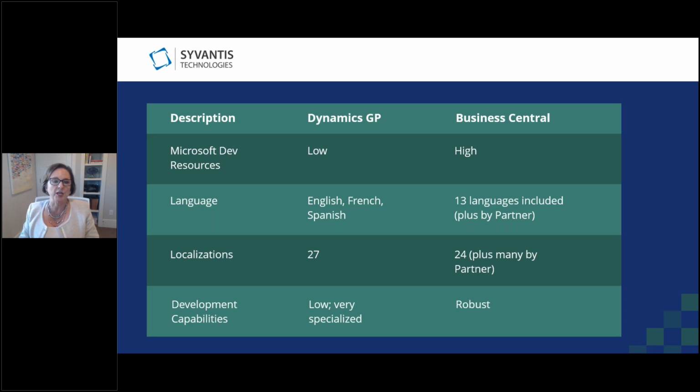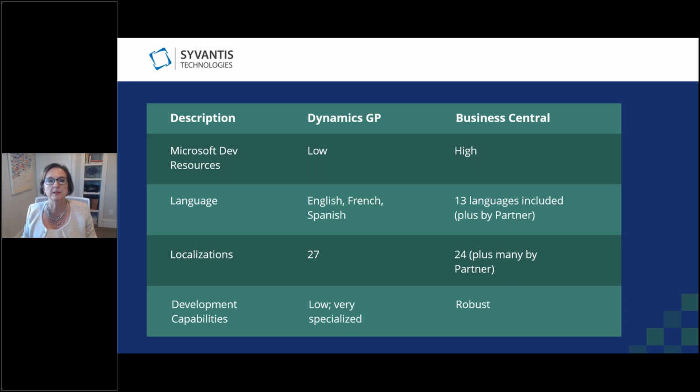So GP is actually only available in 3 languages, English, French, and Spanish, whereas Business Central is available in 13 languages by default. Plus, there are a lot of partners who provide additional languages on Business Central as well. Similarly, there are 27 localizations available for GP and 24 for Business Central, but there are a lot of additional BC localizations that have been developed by partners that you can access and use.